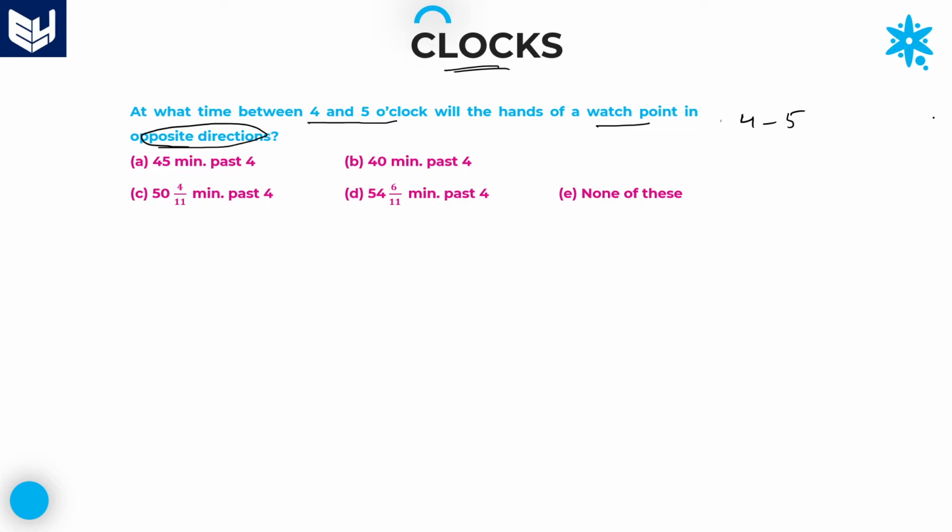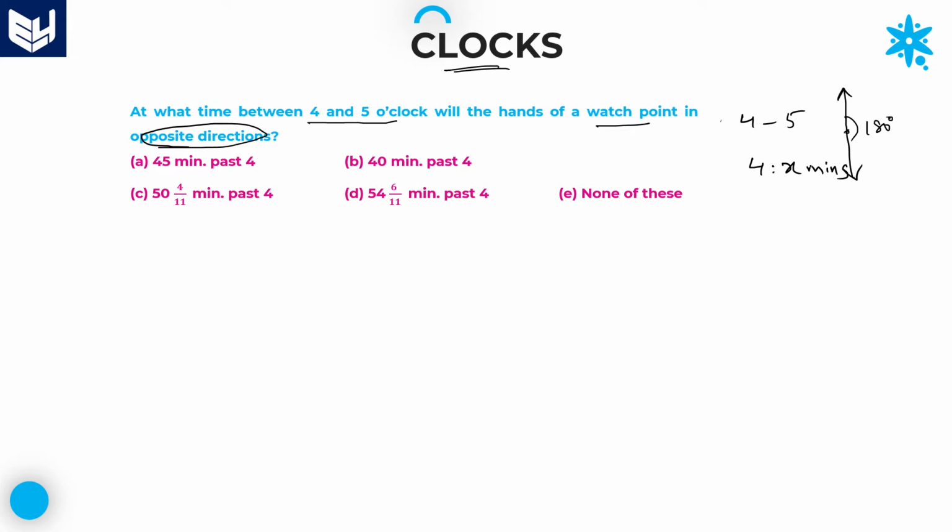Opposite direction in the sense both the hands are 180 degrees apart. Whenever the question mentions opposite direction, the angle between the two hands of a clock is 180 degrees. At what time between 4 and 5 o'clock? We don't know the time exactly.